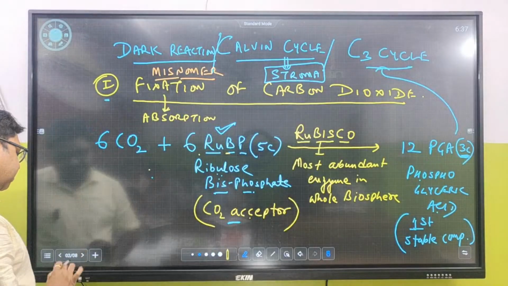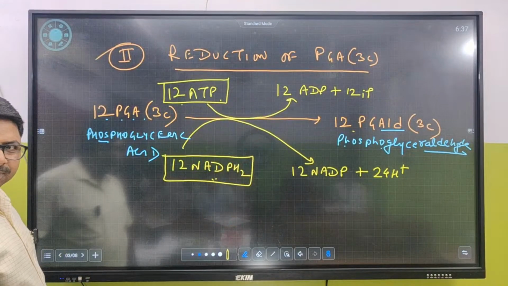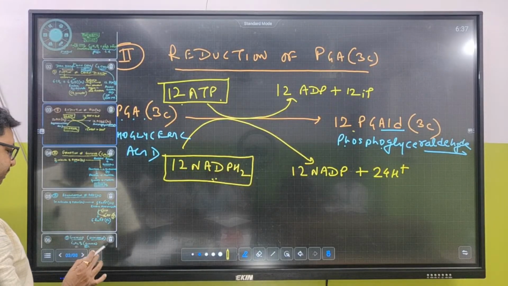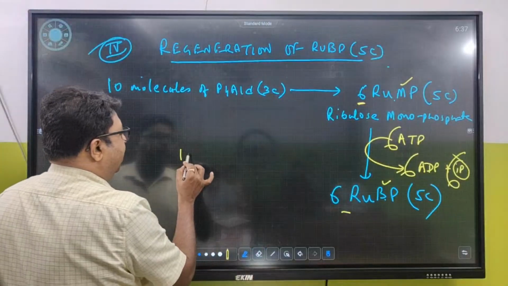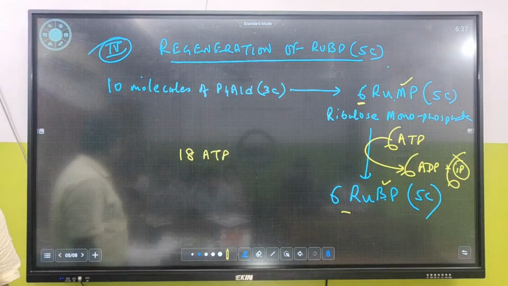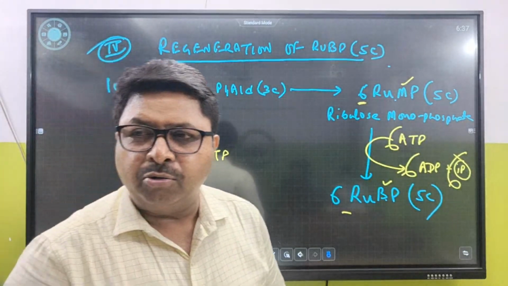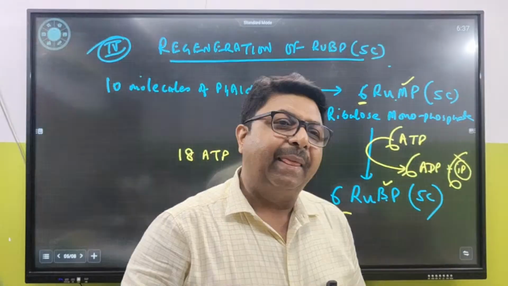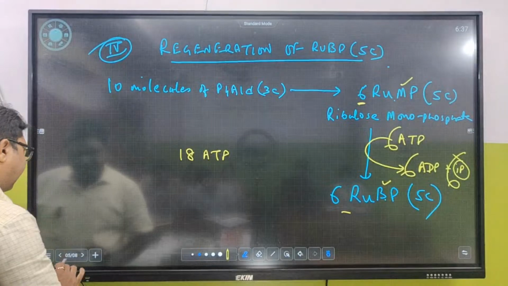But for that, tell me, how many ATP have you already utilized? 12 over here and 6 over here. 12 plus 6, 18 ATP you have already utilized to make one molecule of glucose. How many ATP have you used to make one molecule of glucose? 18 ATP. And how many NADPH have you utilized?